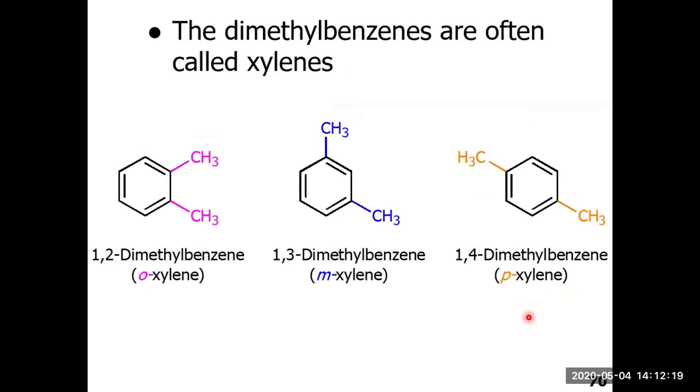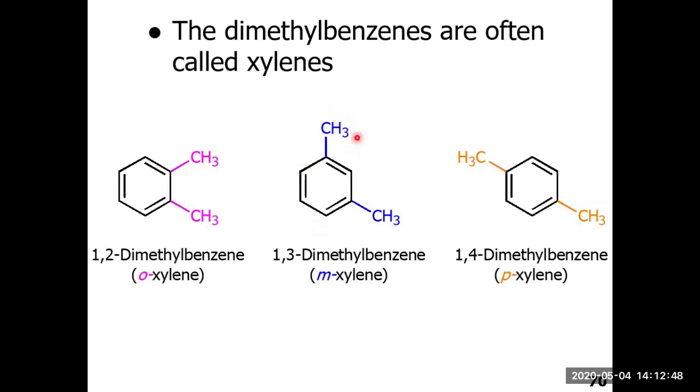It is also interesting to know that we have some isomers of dimethylbenzenes, and they're called xylenes. For example, if we have two methyl groups bonded to the benzene ring, this is named 1,2-dimethylbenzene. The common name for this molecule is ortho-xylene.